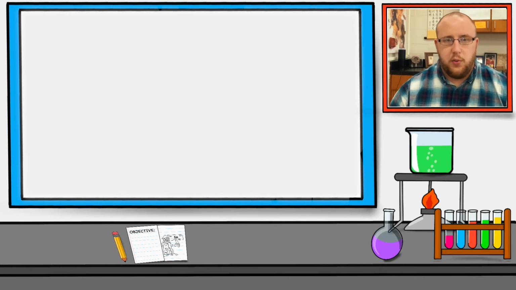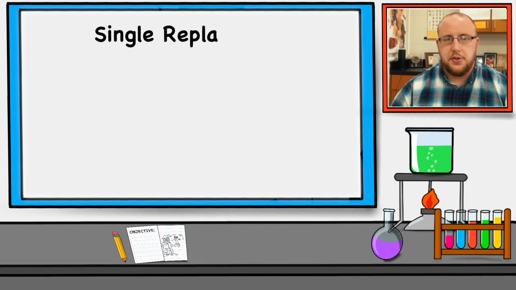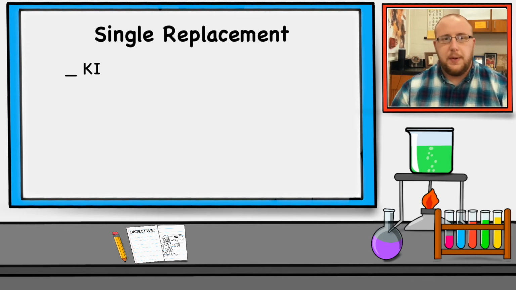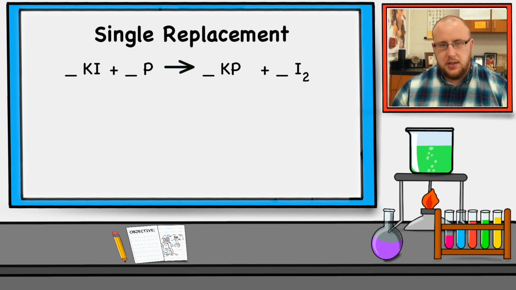Okay, so let's work another one now. Now let's do a single replacement reaction, where this time we're going to use our compound of potassium iodide and mix it with phosphorus. Okay, so if it's a single replacement, we know we have a compound, potassium iodide, and a single element, phosphorus. So it's going to be KI plus P. Now, what is that going to yield? Well, my single element is going to replace my iodine. So we're going to have KP plus I2.